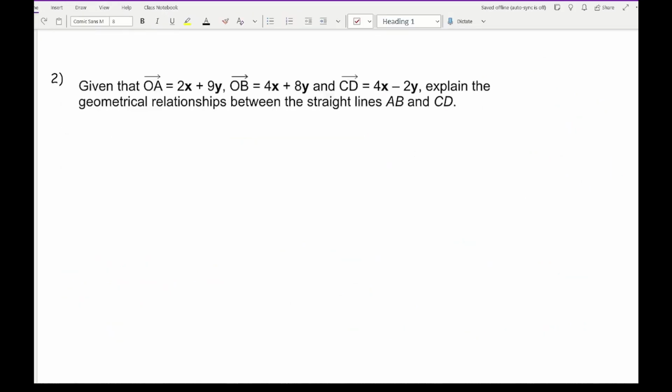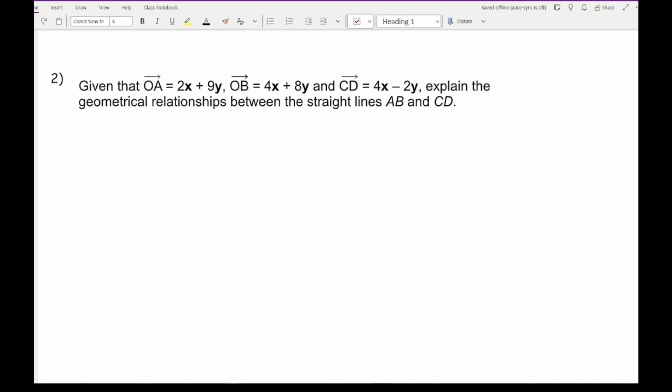So now let's have a look at another example. In this question it says, given OA equals 2x plus 9y, O to B equals 4x plus 8y, and C to D equals 4x minus 2y, explain the geometric relationship between the straight lines AB and CD. Now looking at this, it is related to vectors, so it's either going to be proving that they lie on a straight line or that they are parallel.